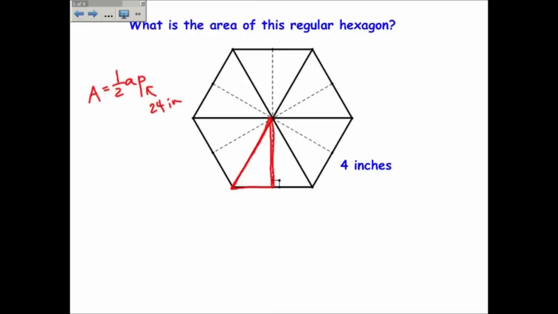Now to find the apothem, I will look at this triangle. This length down here is half of the side length. So it must be 2.